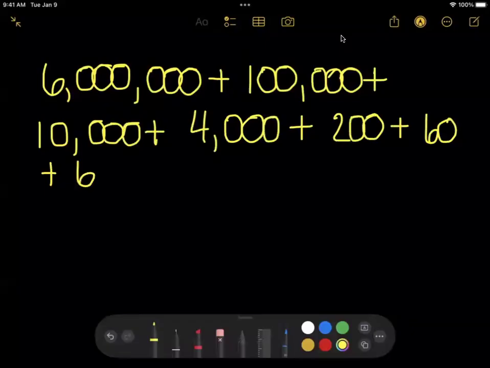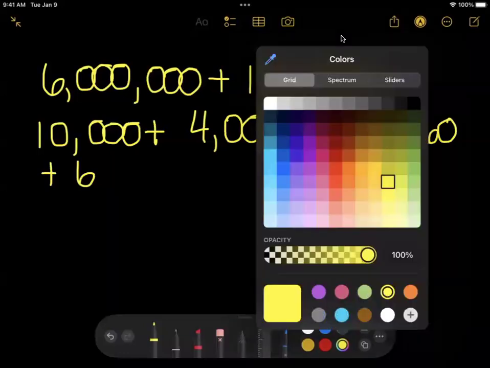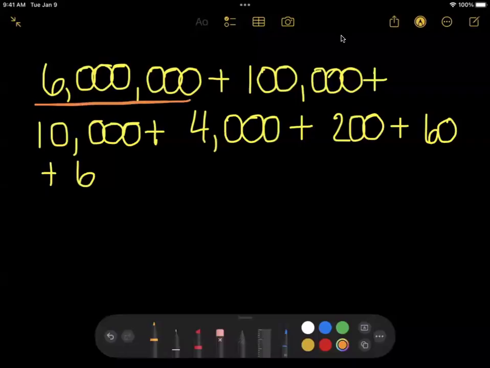So we can rewrite this from what this is, expanded form, into standard form. So what I want to do is start with my biggest number that I have here, and that would be this one, the 6,000,000. So I'm going to start by putting a 6 in the millions place, but instead of putting zeros, I'm just going to put 6 spaces instead. So 1, 2, 3, comma, 4, 5, 6.